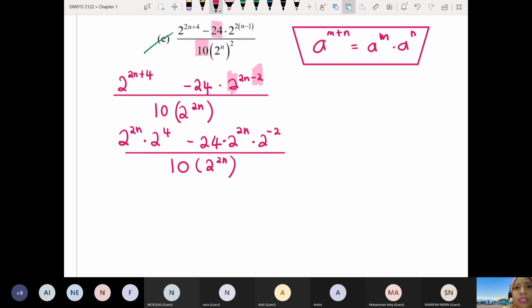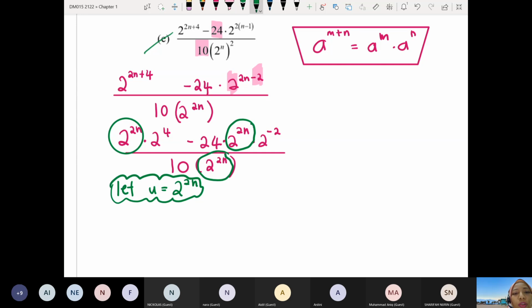Okay, kita dapati ada tak benda yang sama? 2 to n. Ada. Kita ada 2 to n. So kalaulah kita biar 2 to n ni, kita kurang nampak. So what we do is we let u equals 2 to n. Jadi kita lebih nampak. All the green circles that I have circled will become u.